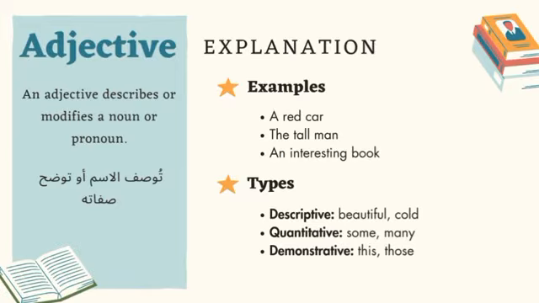An adjective describes a noun or pronoun. Its examples are a red car, a tall man, an interesting book. Its types are descriptive adjectives like cold, sweet, quantitative adjectives like few, many, and demonstrative adjectives like this, those. Adjectives add color and detail to our language.